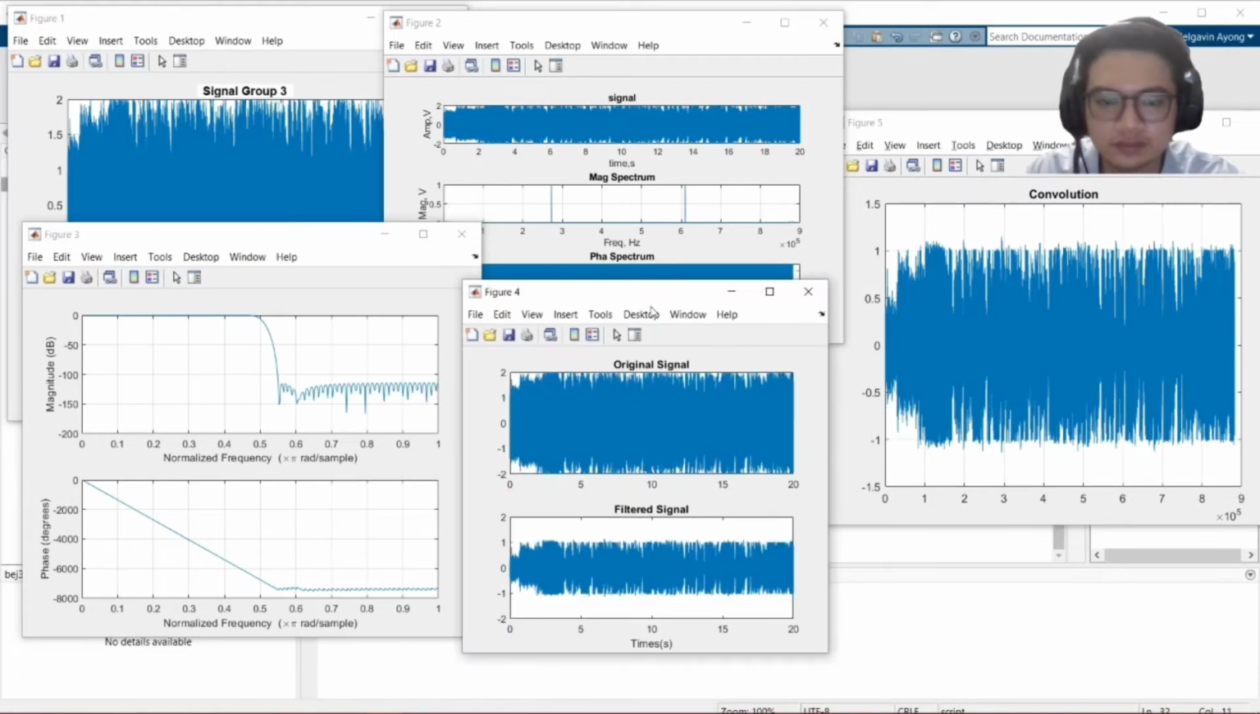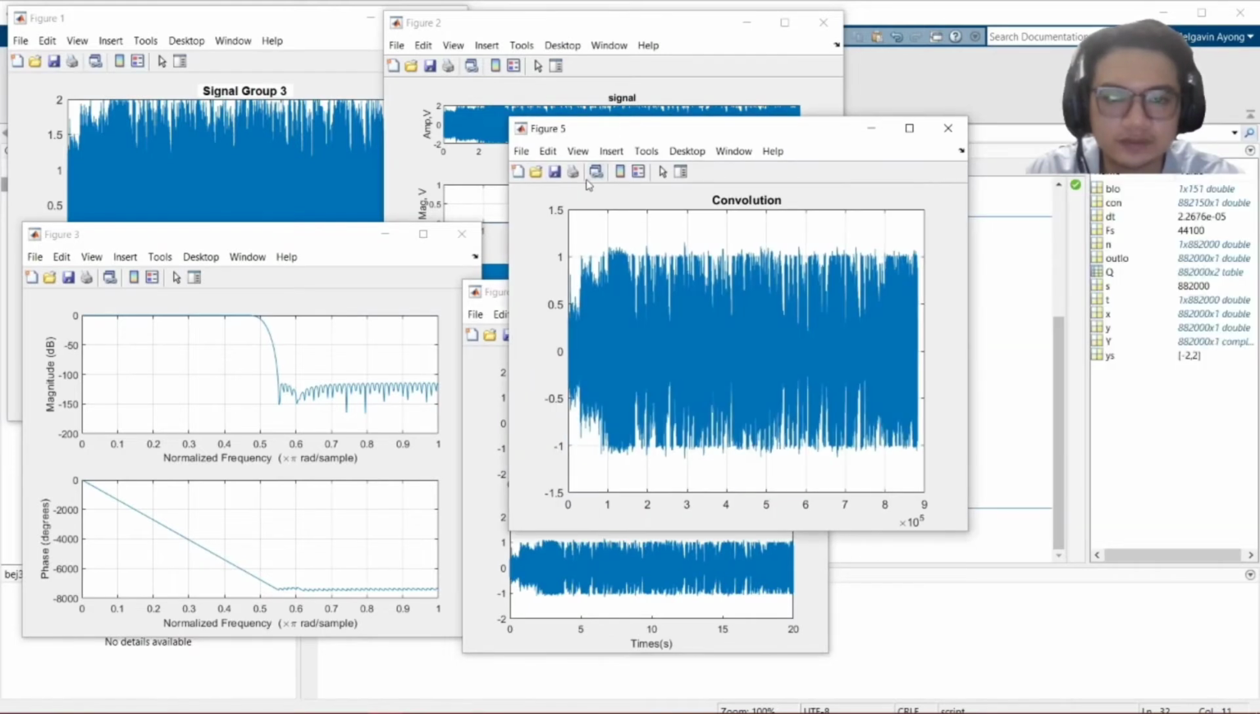And then for figure number 4, we just compare the original and the filtered. As you can see, this is the original signal, and then this is the filtered signal, and the fifth figure is the convolution signal.